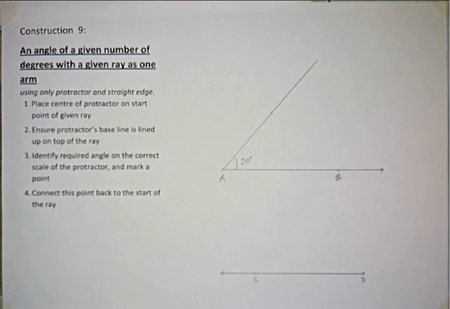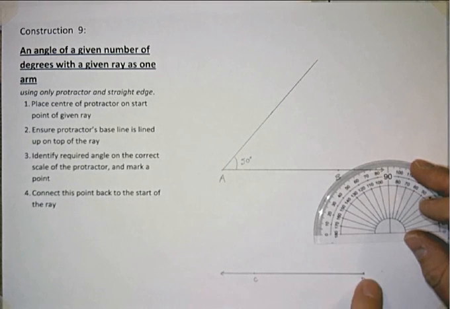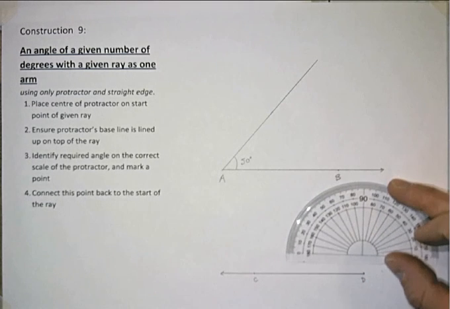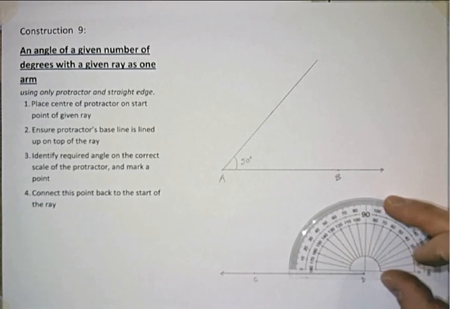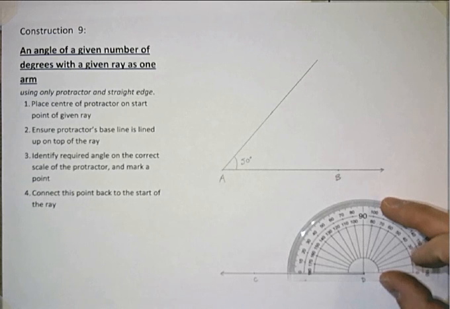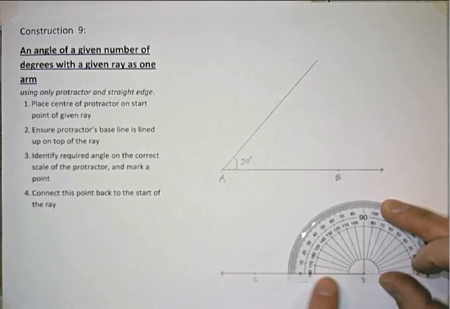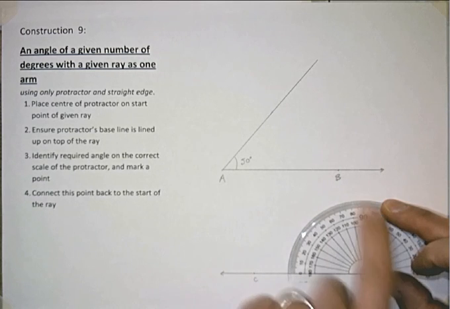Just to show you another example of using a protractor, this time we've got a different ray. Our angle is at the right hand end. So this time we want to position the protractor again with the centre on the point D and the line correctly aligned. But this time we'll see, because the ray is going to the left, it is going through this zero value, and so now we're going to use the outside scale.